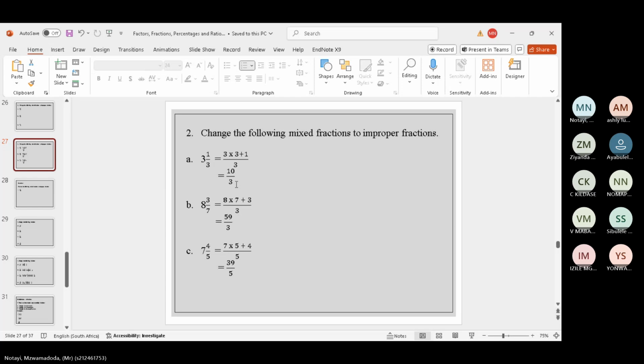Okay, well done. The second one was 8 and 3 over 7. So we get 8 multiplied by 7 plus 3 over 7. So we have 8 times 7, which is 56, plus 3, 59 over 7. Okay, number C, 7 and 4 over 5. We have 7 times 5 plus 4 over 5. 7 times 5, 35, plus 4, 39. So we get 39 over 5. So that's how you go about it.